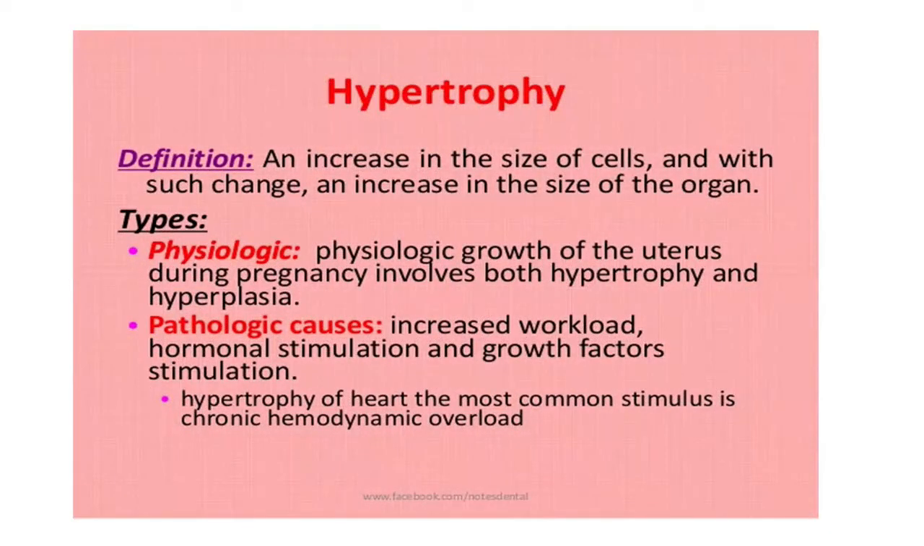Hypertrophy, an increase in the size of cells, and with such change, an increase in the size of the organ. So here, the size of the cell is going to increase. Physiologically and pathologically, they may increase. So physiologic growth of the uterus during pregnancy involves both hypertrophy and hyperplasia. And I told you earlier on that hypertrophy goes hand in hand with hyperplasia.